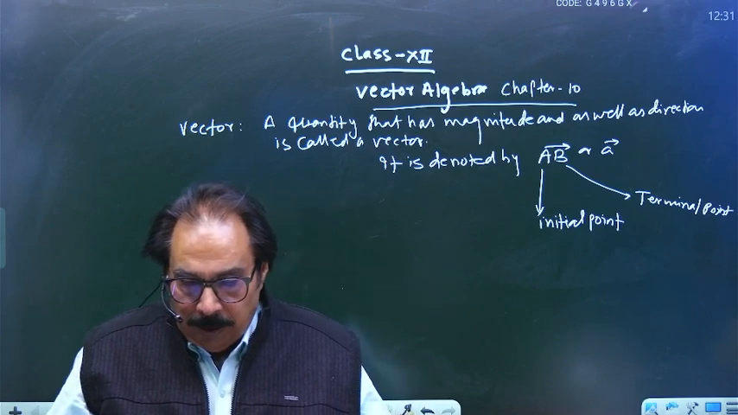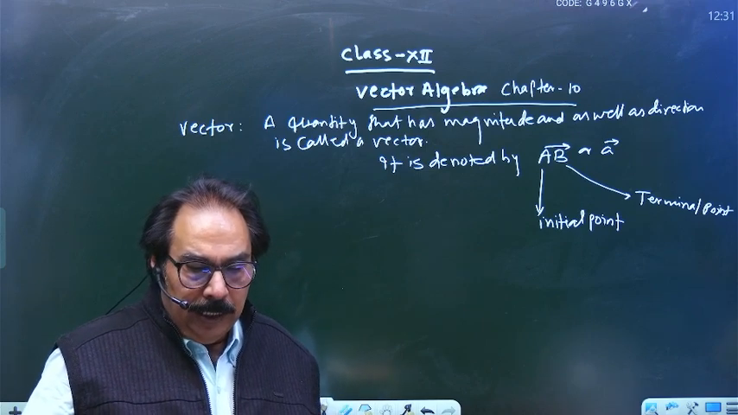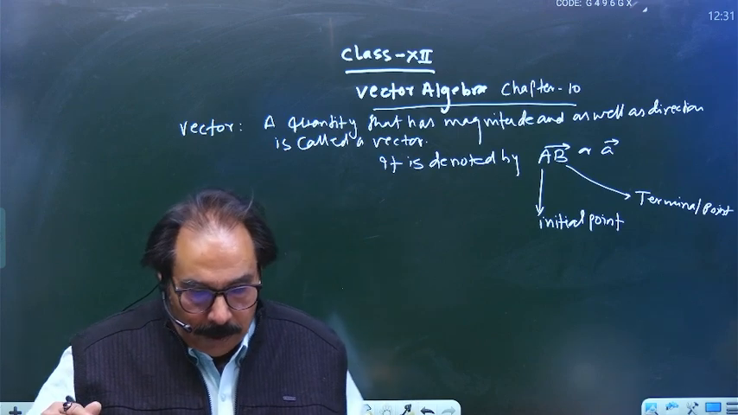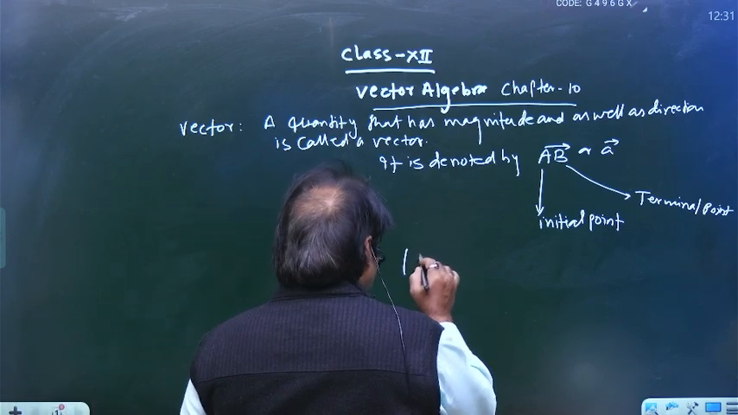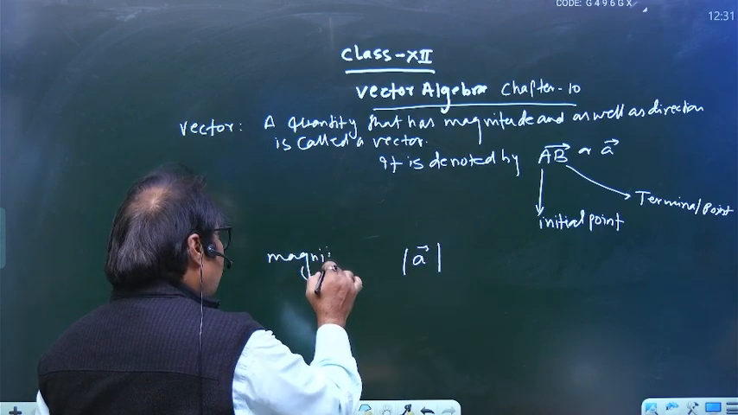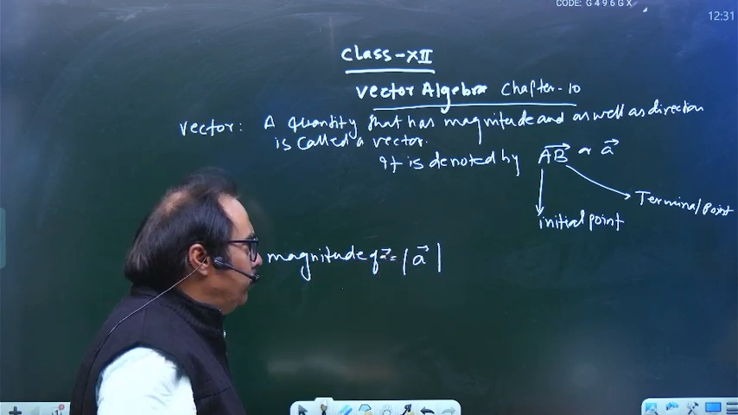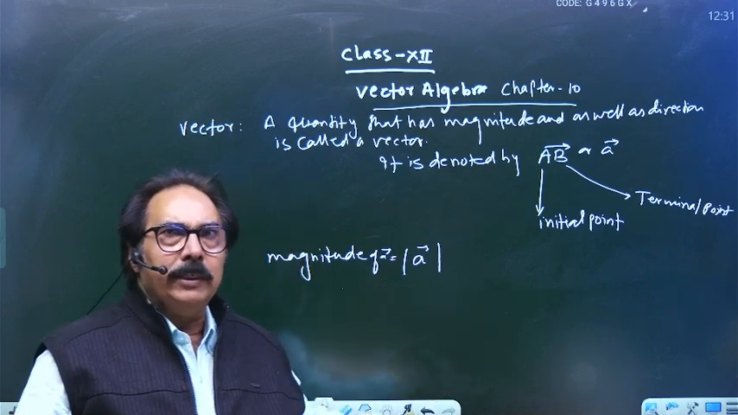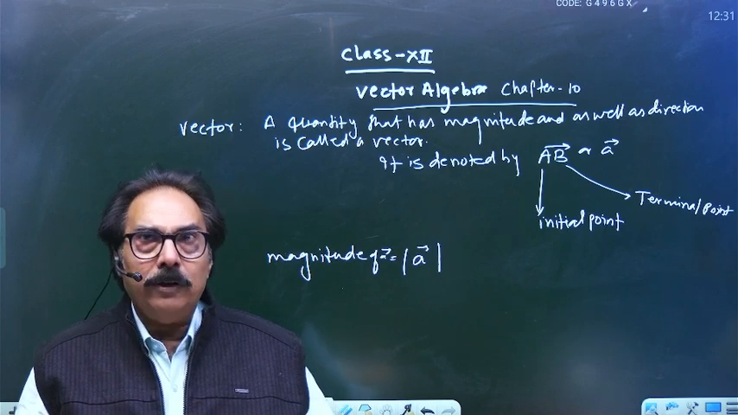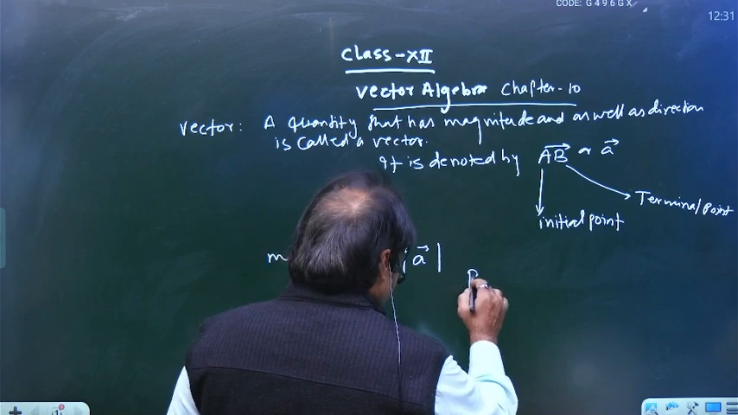Okay, and the distance between the initial point and terminal point is called its magnitude, right? So it is denoted by this symbol, magnitude of A. Magnitude of vector A is symbolized as magnitude of A. So what does magnitude of A mean? It means the distance between the initial point and terminal point is called the magnitude.